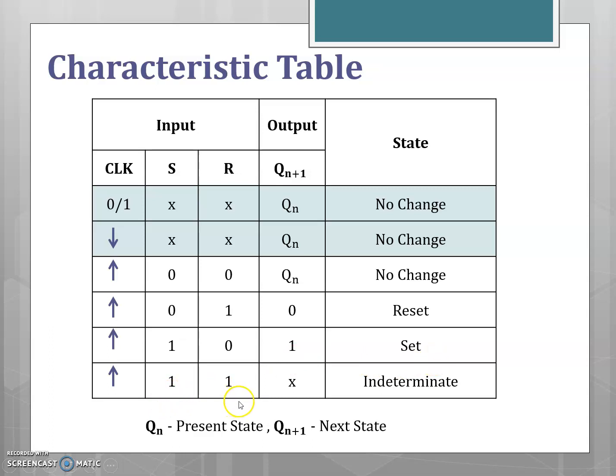For S equal to 1 and R equal to 1, the outputs of the flip-flop, Qn and Qn bar, are both forced to 0, which is an invalid state. So when S is equal to 1 and R is equal to 1, it is indeterminate.